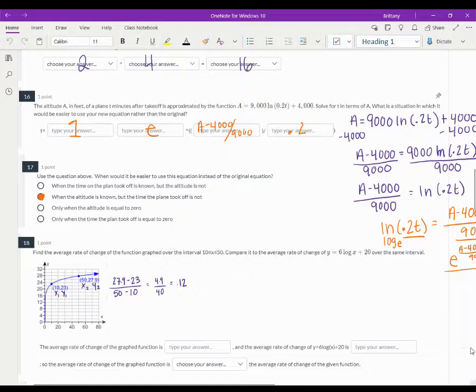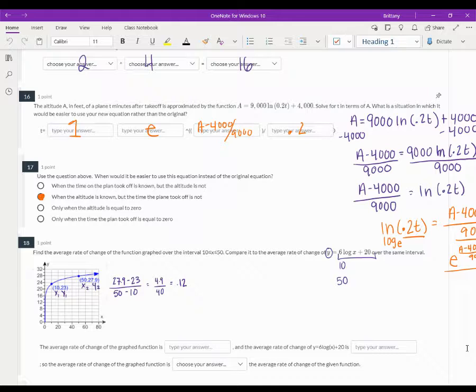And so now we want to figure out what that number is for the same interval. So I want to take this equation and plug in 10 and see what my y would be, and plug in 50 and see what my y would be, and do the same slope again.